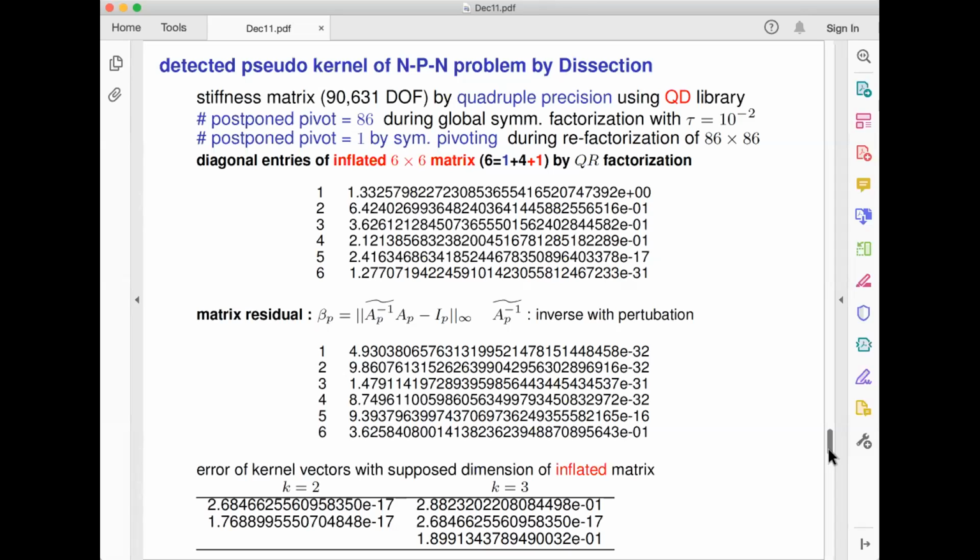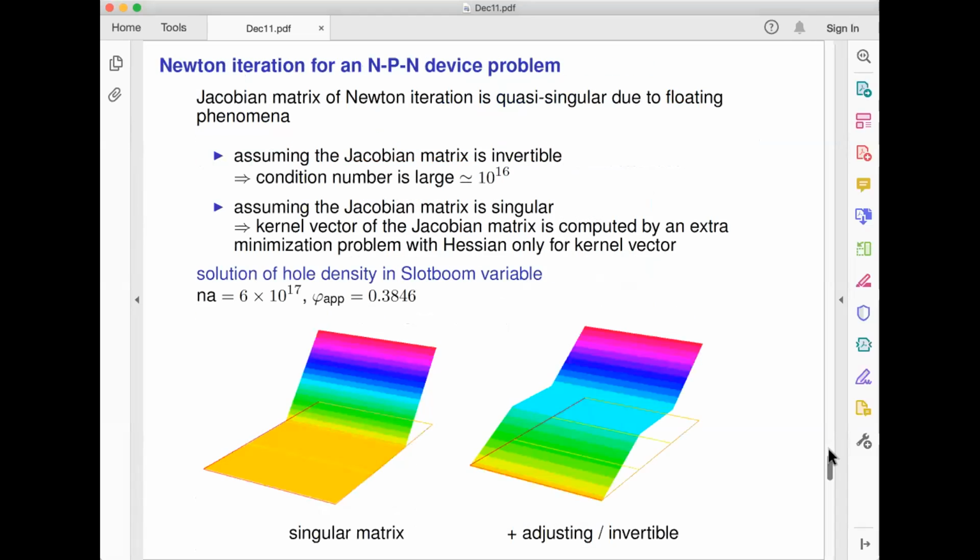But if I can exclude this value, the matrix becomes moderate. And then, of course, we need to discuss whether this exclusion is better or not. But anyway, the algorithm is like that. So if the Jacobian matrix is supposed to be invertible, the condition number is very large, and we have to solve the system with a condition number of 10 to the power 16. But if we assume the Jacobian matrix is singular, in this case with a one-dimensional pseudo kernel, I have to adjust one component for the kernel vector. But this could be done by another minimization problem. And I can do computation with Jacobian and Hessian, and I can manage that.